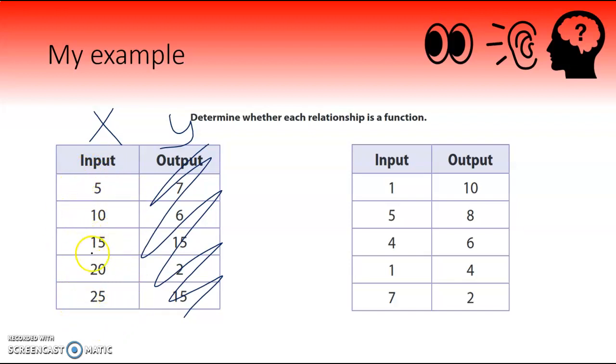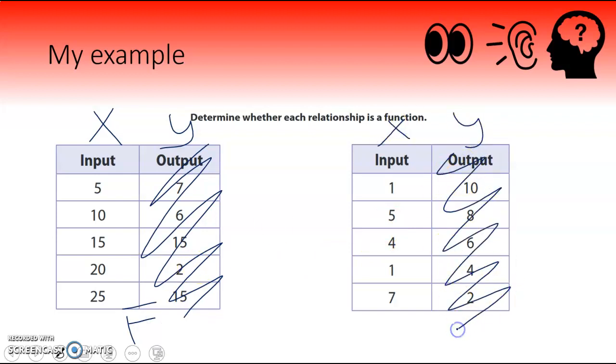So I got 5, 10, 15, 20, 25. None of those repeat, so this is a function. Again, same thing with this one. We got X, Y. We do not care about the Y's. We got to make sure we have one of every type of button. I got 1, 5, 4, 1, 7. Uh-oh. I said 1 twice.